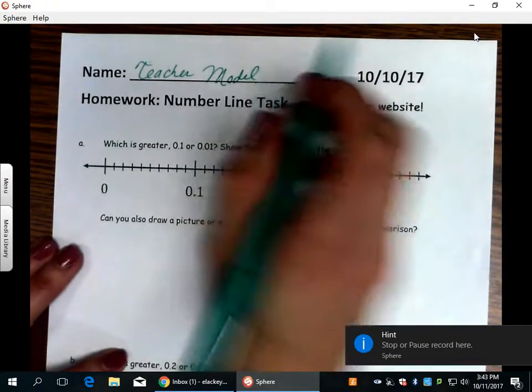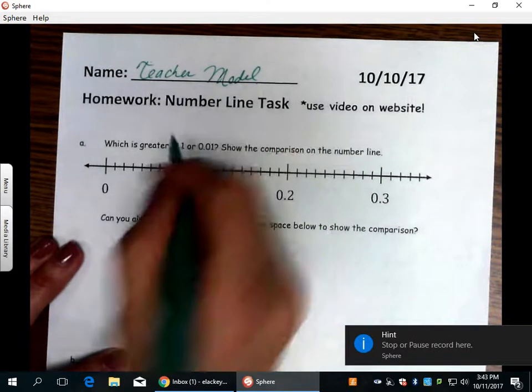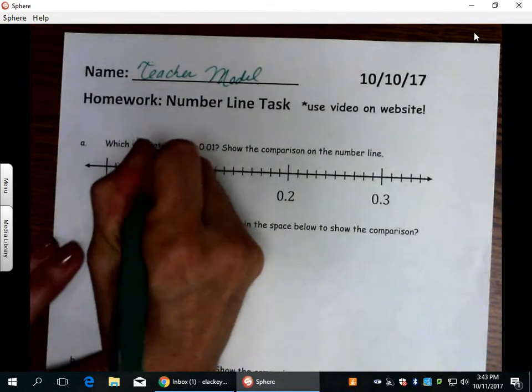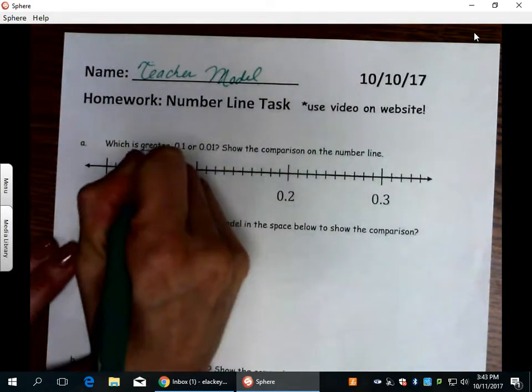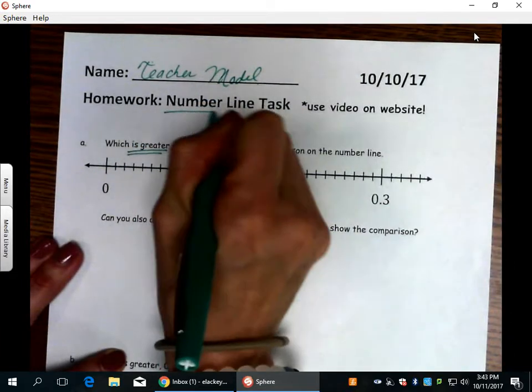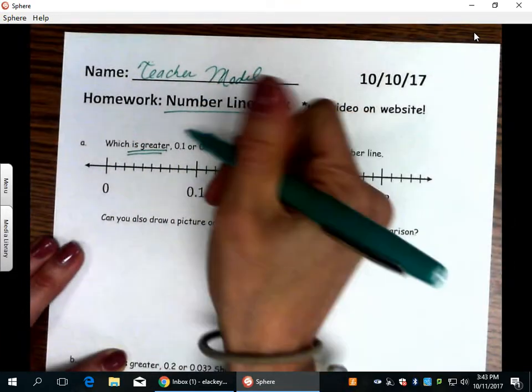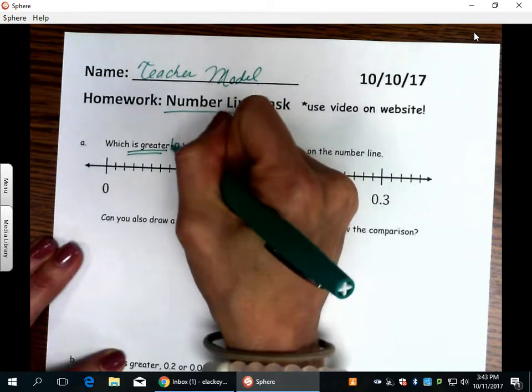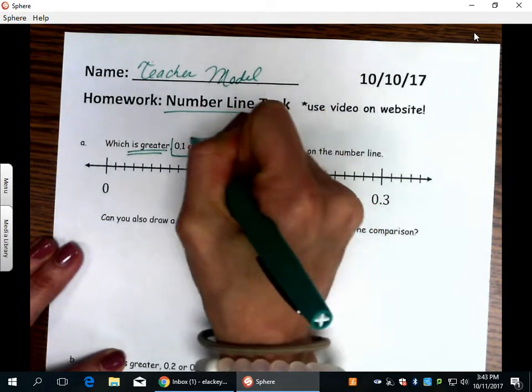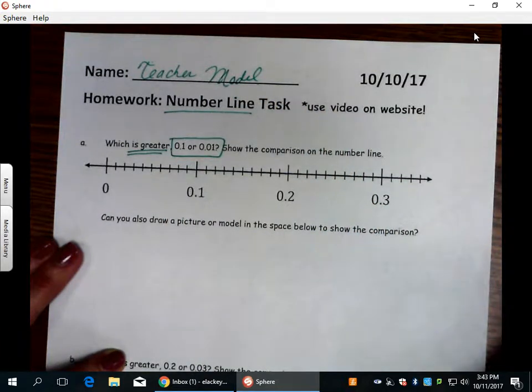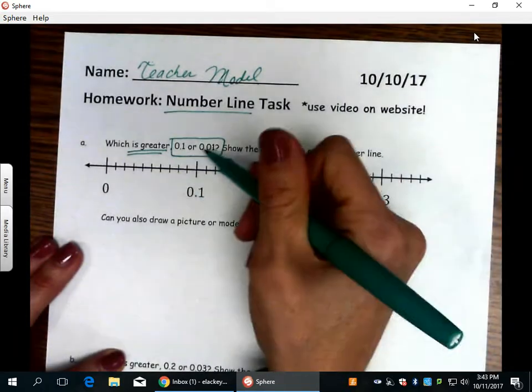Alright, going over the homework for tonight. You're comparing what you've done before, like which one is greater, but the only difference is now you're using a number line to help compare. Honestly guys, you can probably look at these numbers and find out which one is greater because we've done place value now. That was even topic 1.